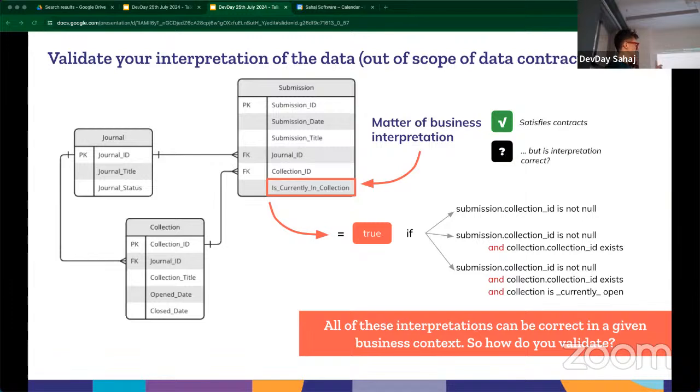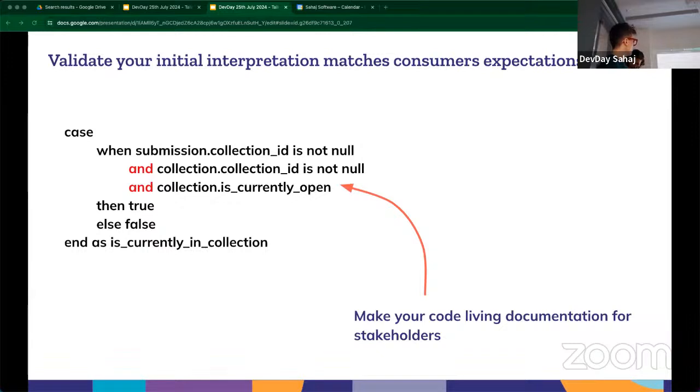Because that definitely sits outside of the framework of a data contract, as most of us think of it. Well, there are different strategies for this, but the most straightforward to implement, with very low cost to engineering teams, is to validate this initial interpretation with your consumers and then make your code a living document.